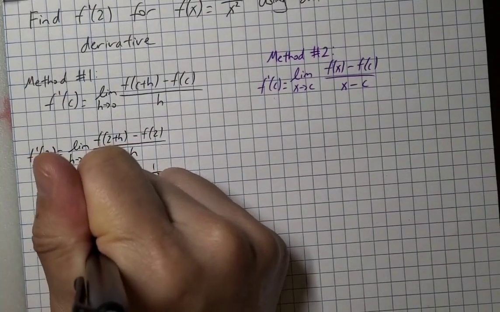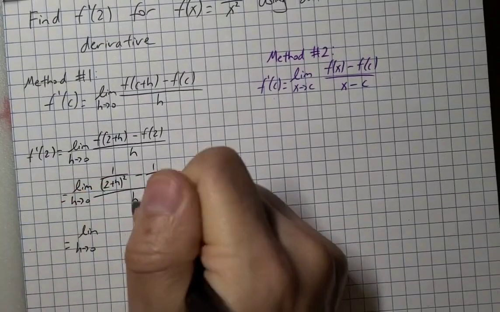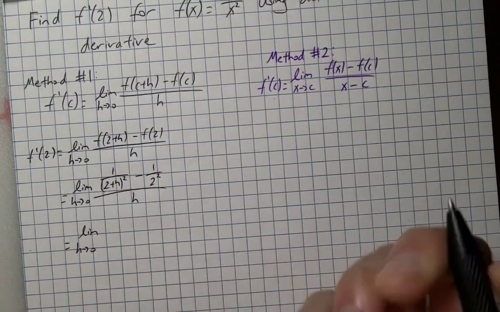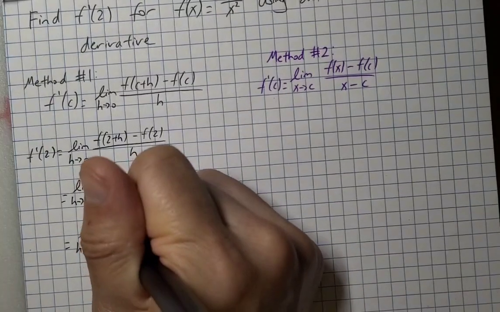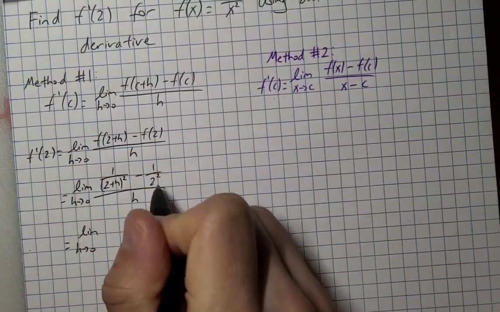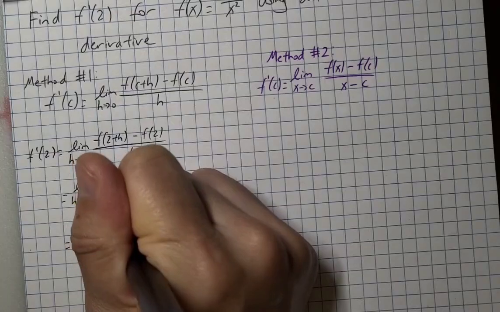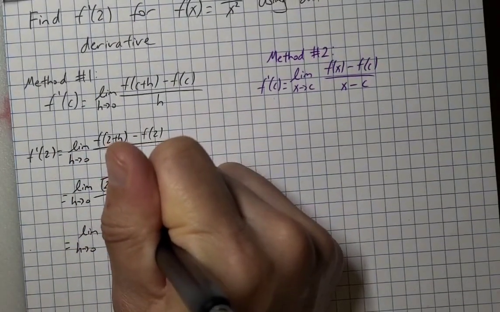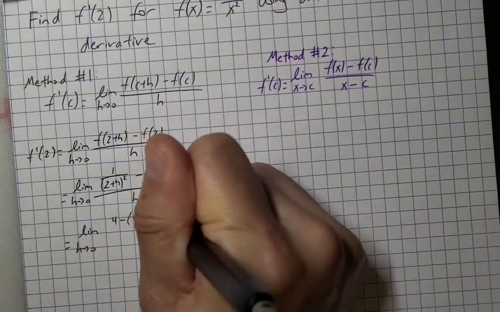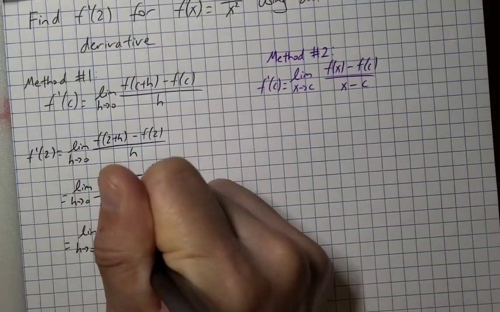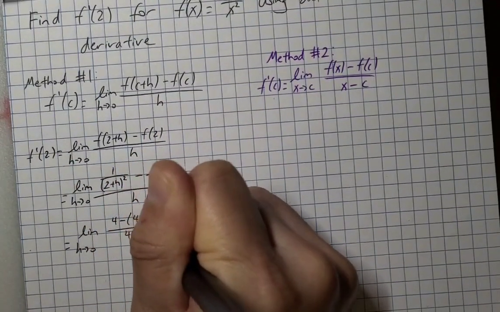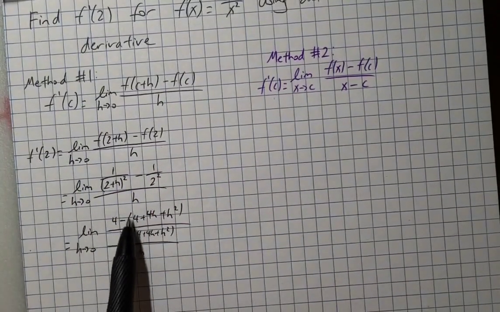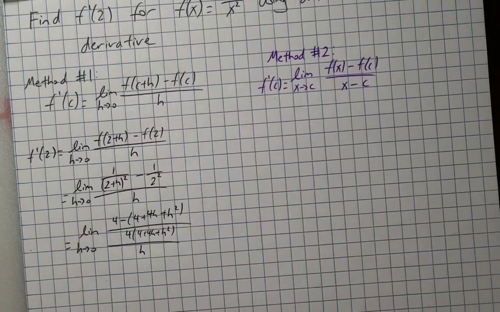So limit h approaches 0 of, to get a common denominator, we need to multiply these two together. That's the easiest way, right? So it would be, this is 4, right? 2 squared is 4, so it'll be 4 minus, if I expand this out, I'm trying to skip some steps here, 4 plus 4h plus h squared over 4 times 4 plus 4h plus h squared, all over h. So I just combine these two into one fraction as that.